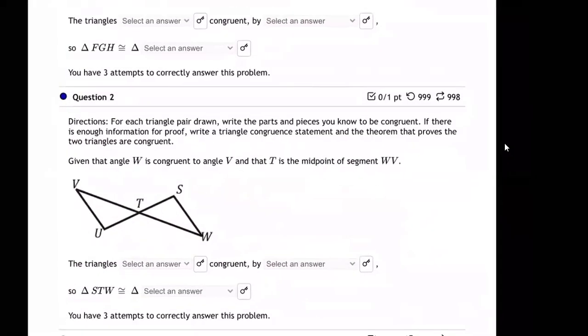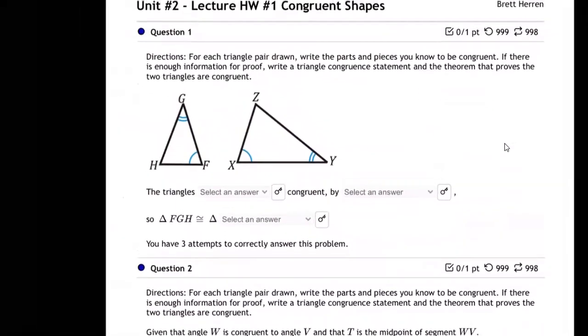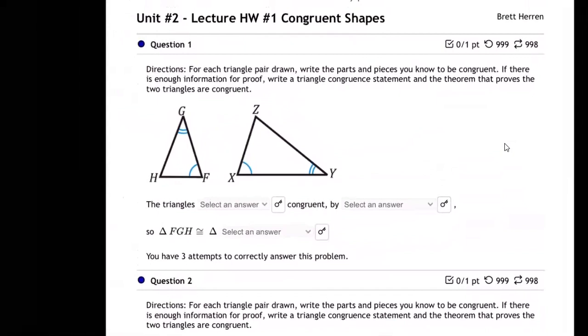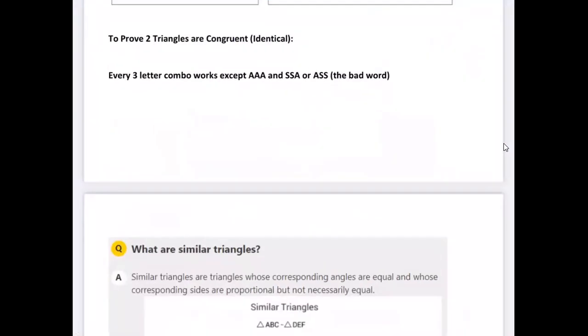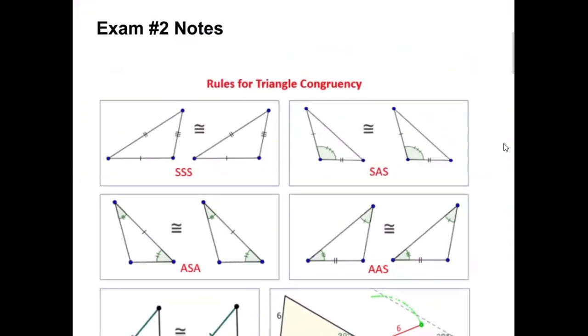So here, I put the exam number 2 notes right at the top of the Unit 2 module in your Canvas course shell. So grab that, and I sent an email to you with the exam 2 notes as well. So let's refer to those. So here's the exam 2 notes.